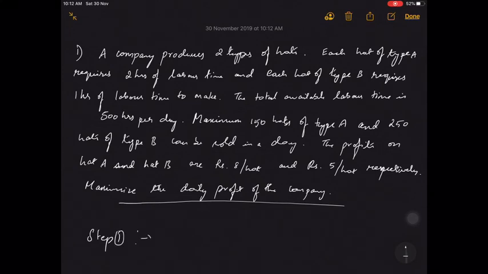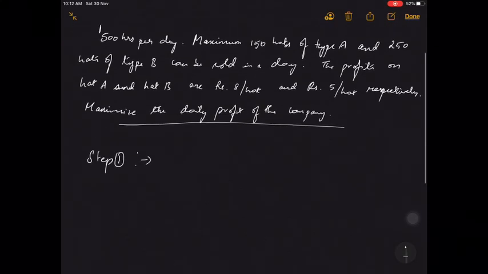Step one. Now, if you look at the last sentence, the profits on hat A and hat B are rupees 8 per hat and rupees 5 per hat. That is, by selling one hat of type A, you get 8 rupees profit, and by selling one hat of type B, you get 5 rupees profit. The first step is to identify the decision variables, and you can identify the decision variables only through the objective function. So let's formulate the objective function first.